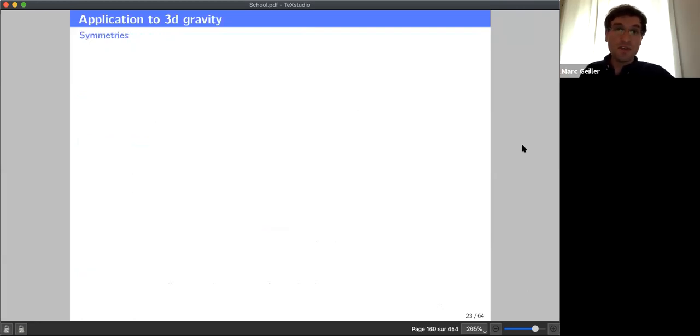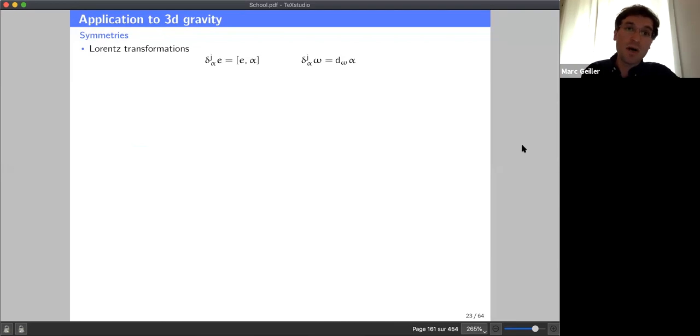So now, of course, we want to discuss the symmetries of this theory because this is a lecture about symmetries in general relativity. Now it just happens that this theory has two different sets of symmetries, which we want to discuss now. The first one is what we call simply Lorentz transformations. These Lorentz transformations transform the internal Lie algebra indices of the triad E and of the connection omega.